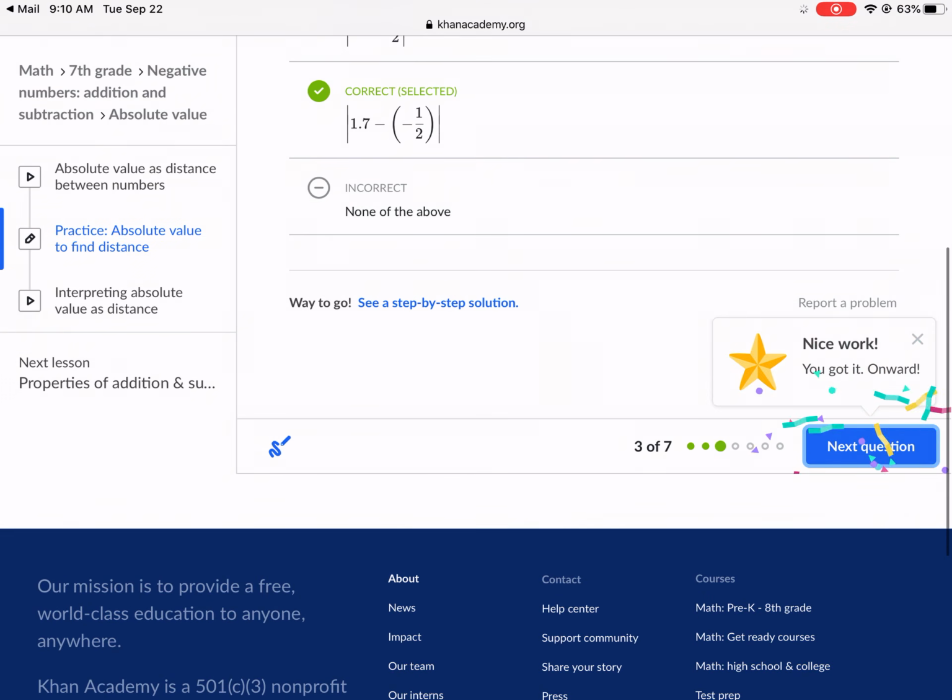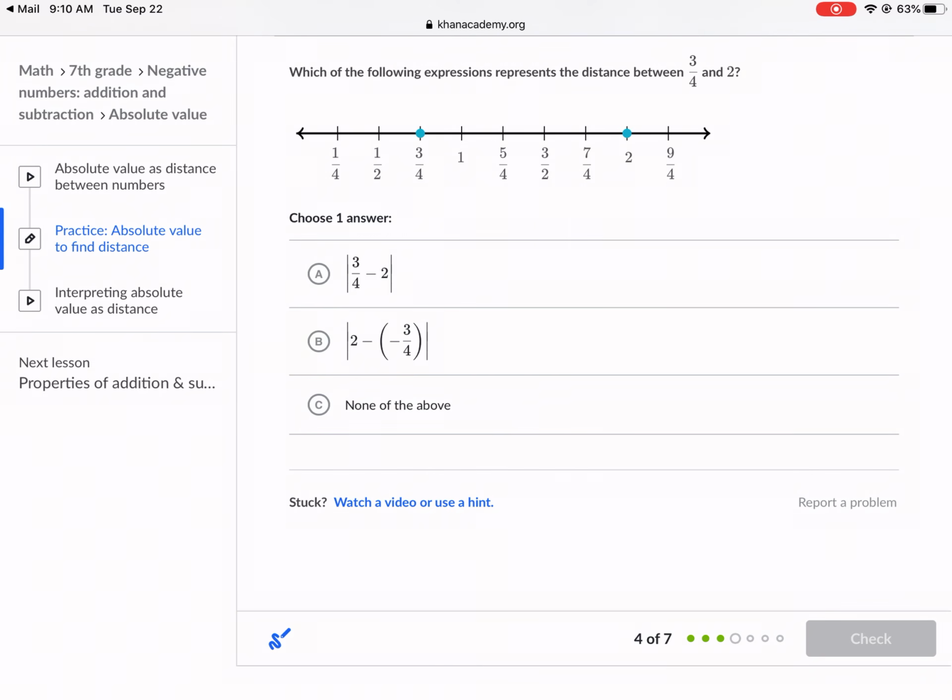My goodness, I cannot click check to save my life. There we go. Let's do one more. I think 4 is a good number.